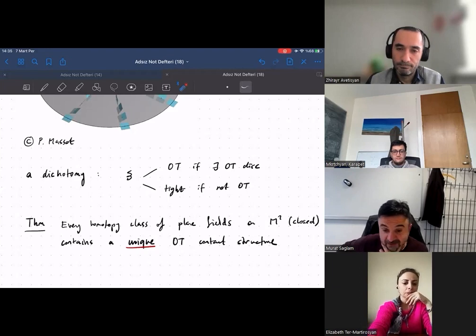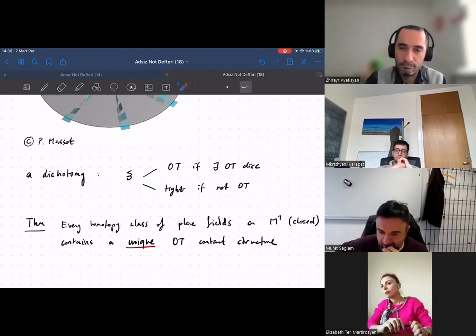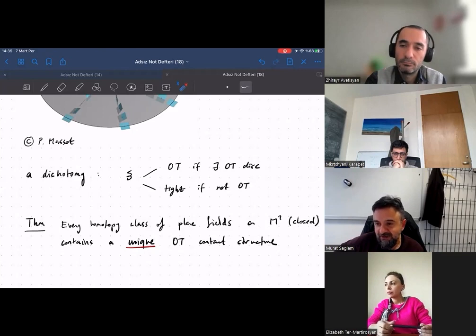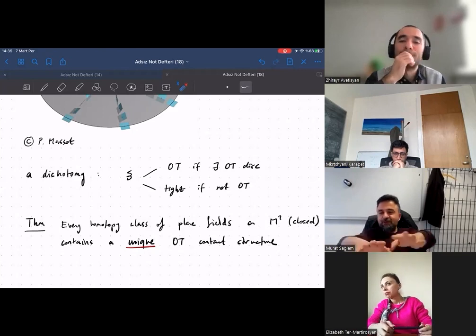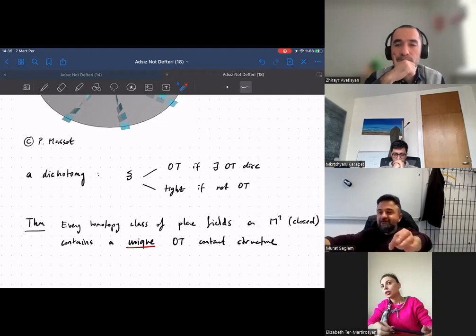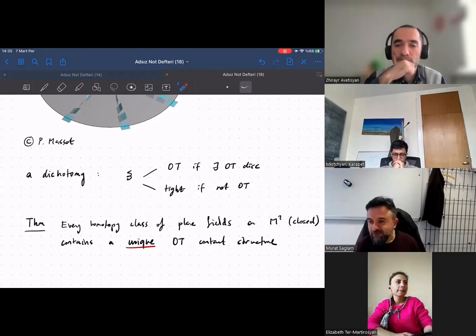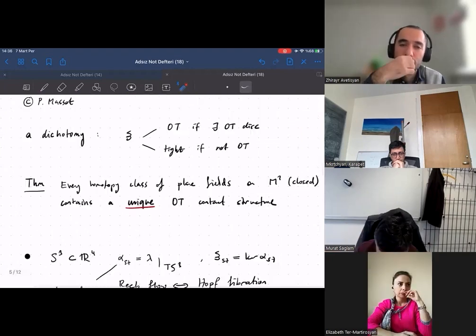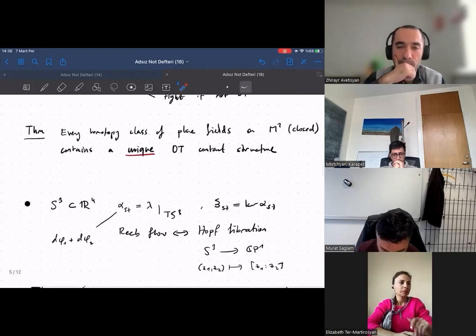And then there comes this very important theorem of Eliashberg, which says, if you have a closed three-manifold, and you fix a homotopy class of plane fields, then within this homotopy class, there's a unique over-twisted contact structure. Unique here is up to isotopy. Meaning that if you give me a homotopy class of plane fields, I know in this class there's a contact structure which is over-twisted. And if I have another one in the same homotopy class, which is also over-twisted, then I can isotope one to the other. And this is where the over-twisted disk becomes relevant.